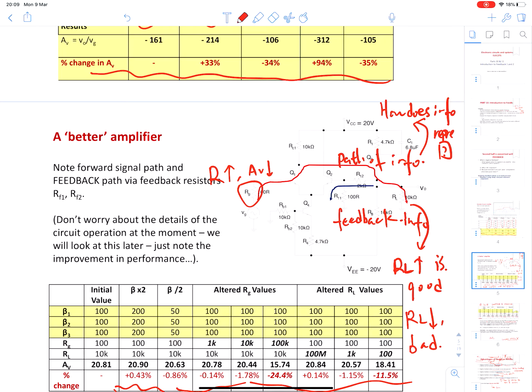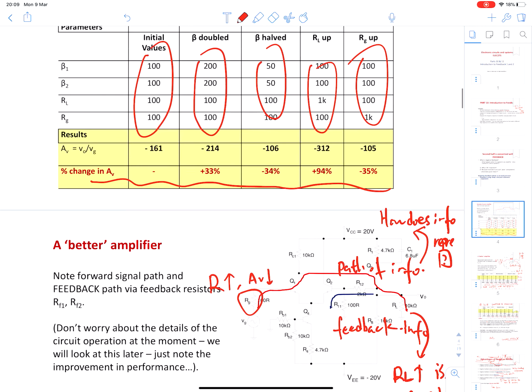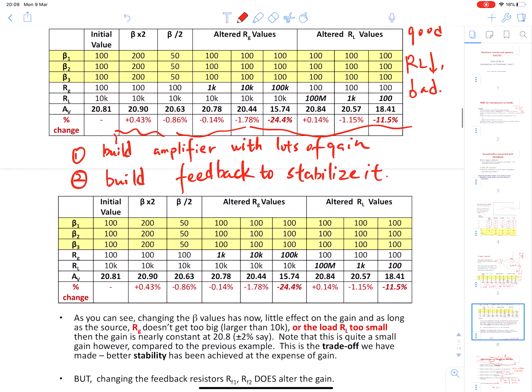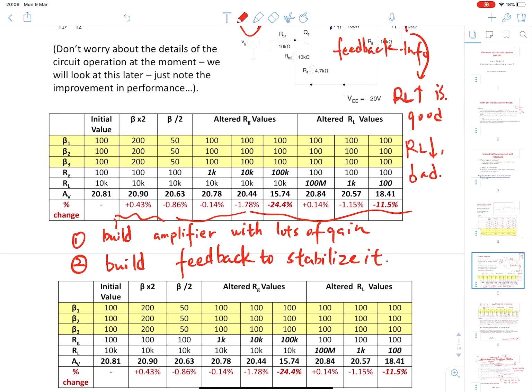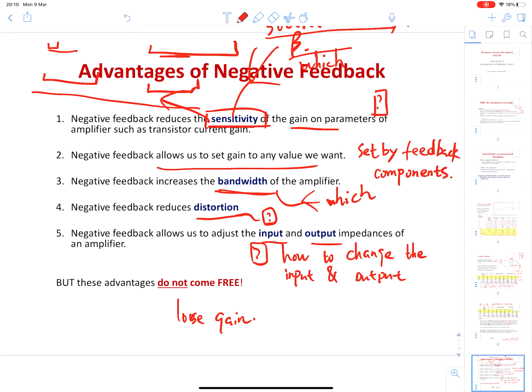It is worth noticing that we are feeding back the output, which means this is our voltage amplifier. The fed-back signal is a voltage signal. It is very easy to build an amplifier with a lot of gain, but we are going to add feedback to stabilize it.